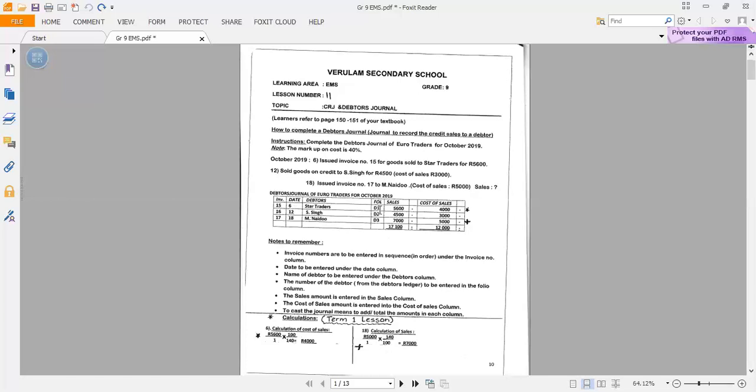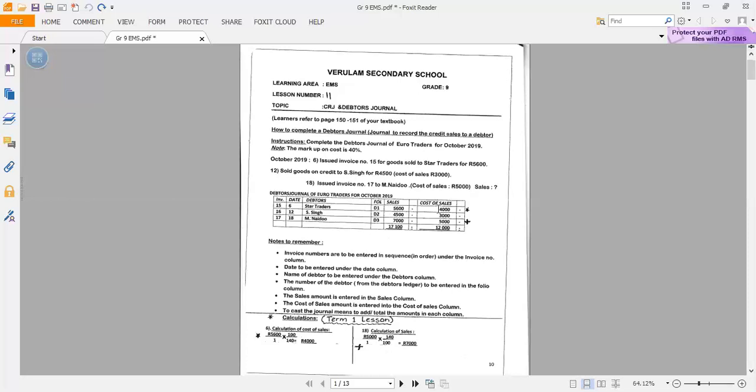I have indicated D1, that is debtor 1, for Euro traders. There are various other debtors like S. Singh and M. Naidu. So I have allocated a folio number to them. So we are going to enter the amount of 5,600 under the sales column.